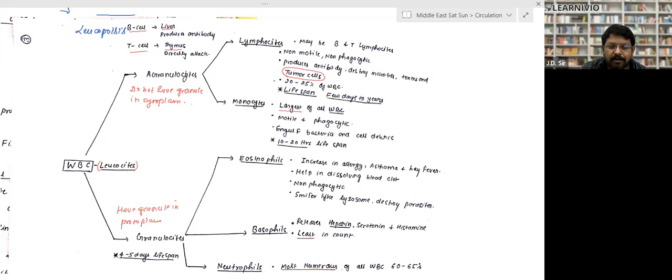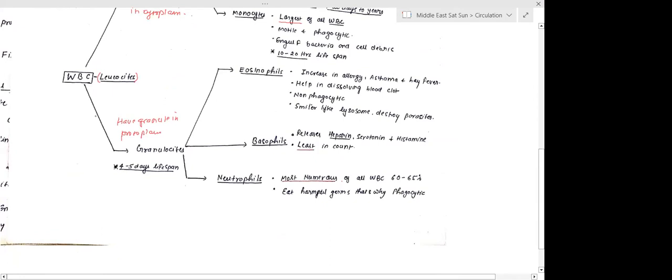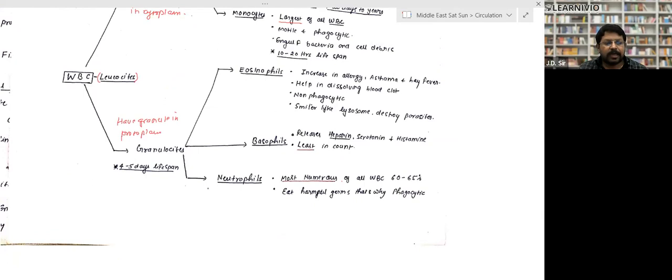Monocytes are motile and phagocytic. They engulf bacteria and cell debris, meaning waste material of cells. Their lifespan is 10 to 20 years. Clear? Now come here. Granulocytes have granules in their protoplasm. Their lifespan is 4 to 5 days. They may be of three types: eosinophils, basophils, and neutrophils. Eosinophils increase in allergy, asthma, and hay fever. They help in dissolving blood clots. They are non-phagocytic. Clear?